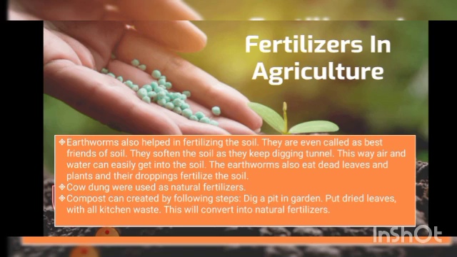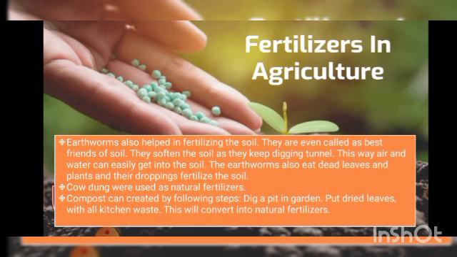Now let us see how they do that. Earthworms help in increasing the fertility of the soil. They soften the soil and they keep digging tunnels. This way, air and water can easily get into the soil. Earthworms also eat dead leaves and plants. And whatever waste comes out of their body, that waste helps in increasing the fertility of the soil.